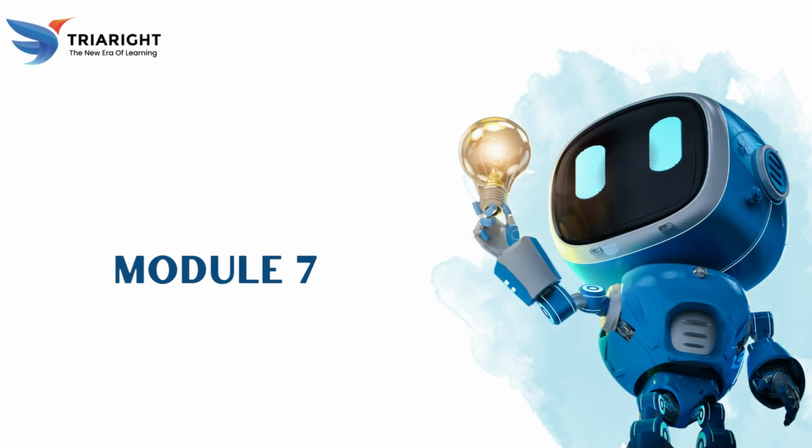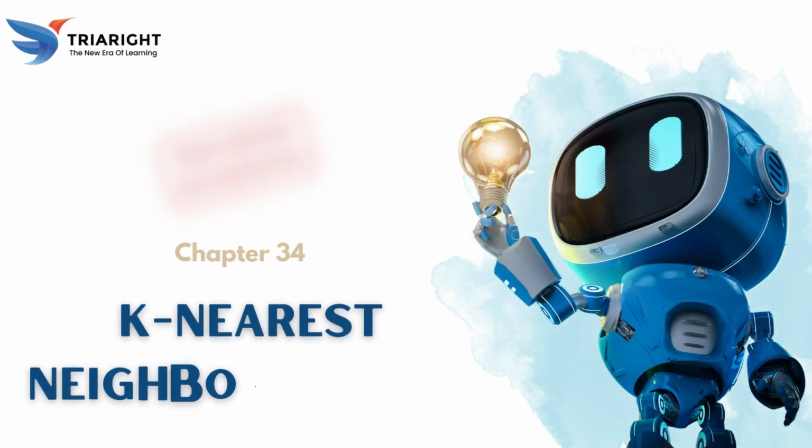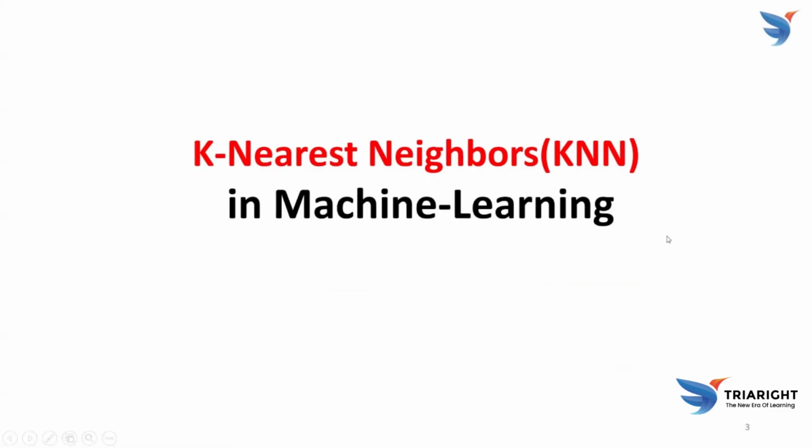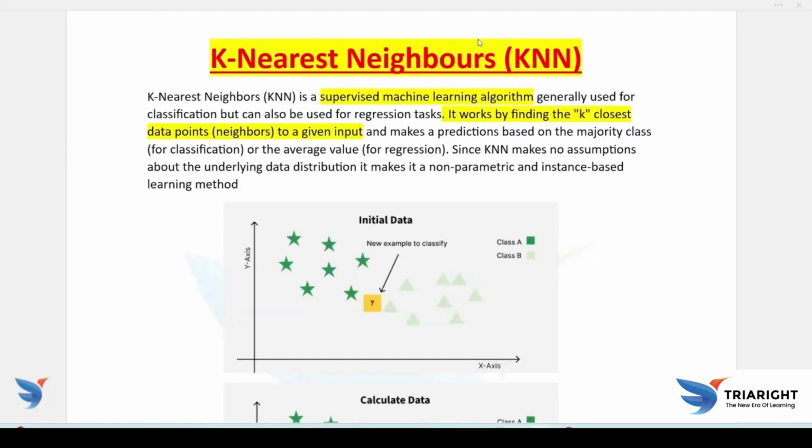In Module 7, today we're going to learn about K nearest neighbor, KNN, in machine learning. Let's begin the topic. In simple terms, KNN finds the nearest neighbors. It is a supervised machine learning algorithm, generally used for classification, but it can also be used for regression tasks. It works by finding the k closest data points, or neighbors, to the given input and makes predictions based on the majority class for classification or the average value for regression.